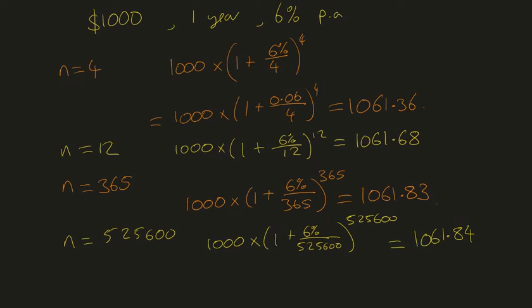So what we're going to aim for, rather than thinking of N being a particular value, is to ask what if we calculated interest consistently and continuously all the time? So let's say that our N value is going to be very, very large. N is going to tend towards infinity.